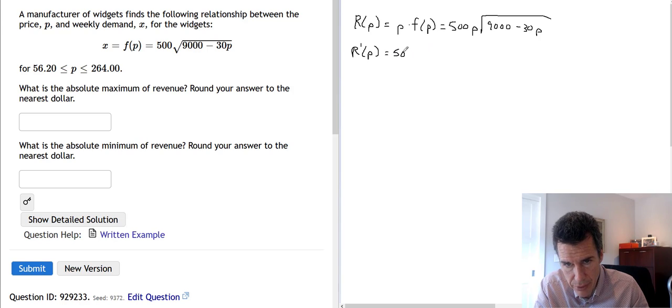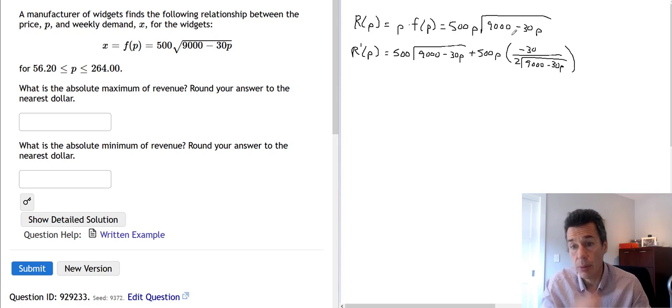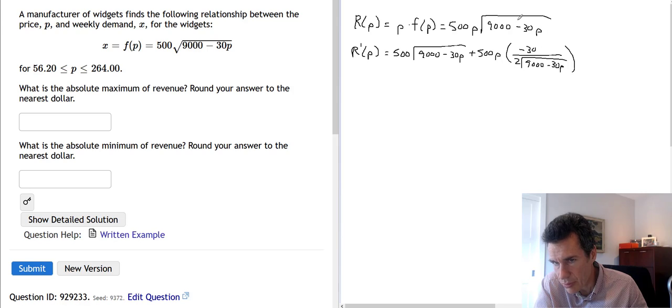We get 500 times the square root of 9,000 minus 30p plus 500p times 1 over 2. We get a negative 30 in the middle, so we get negative 30. I'm doing this a little bit haphazardly. 2, we'll talk about it in a second, 9,000 minus 30p. What did I do? I used the chain rule on this square root. So the derivative is 1 over 2 square root of 9,000 minus 30p times the derivative of the inside function, which is negative 30. So that's where that came from.